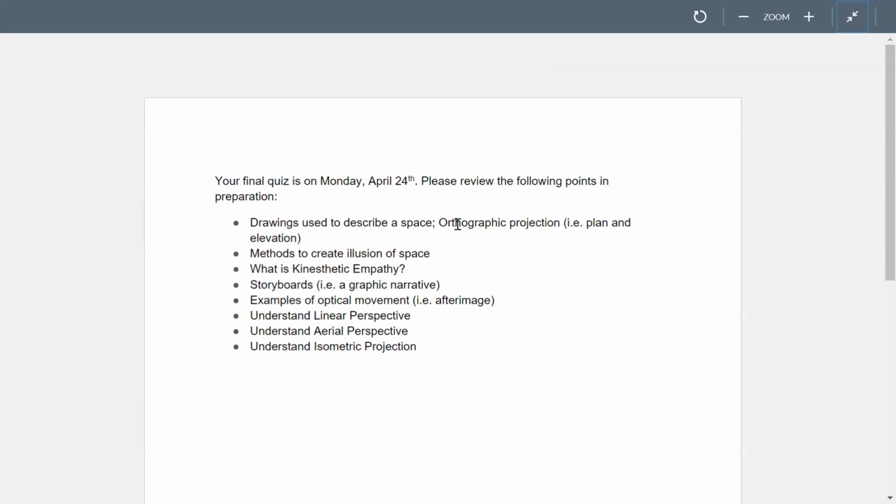The orthographic projection is when we are using the plan, elevation, and perspective. And the methods to create the illusion of space are what we learned about: size, overlapping, vertical location, and linear perspective. Linear perspective is 1 point, 2 point, and multi-point. And the other thing I forgot about, isometric projection as well. That's also a way of creating the illusion of space.